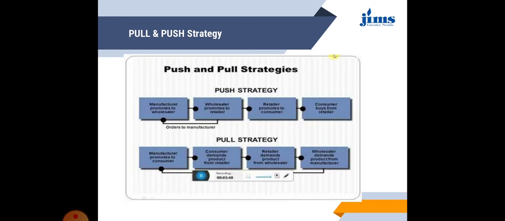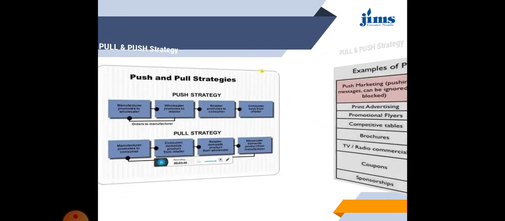Again, here through different figures I have tried to show you the flow when there is a scenario of push strategy and when there is a scenario of pull strategy. When we are talking about push strategy, the manufacturer promotes to the wholesaler, the wholesaler promotes the product to the retailer, the retailer promotes it to the consumer, and finally the consumer buys the product from the retailer, right? And when we talk about pull strategy, the wholesaler demands the product from the manufacturer, then the retailer demands the product from the wholesaler, the consumer demands the product from the retailer, right? So this is the pull strategy going on.